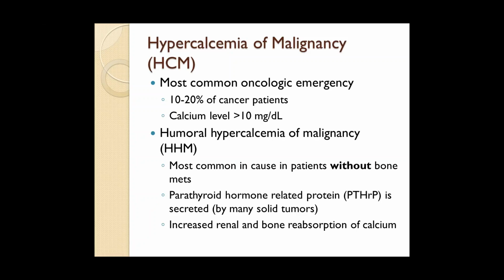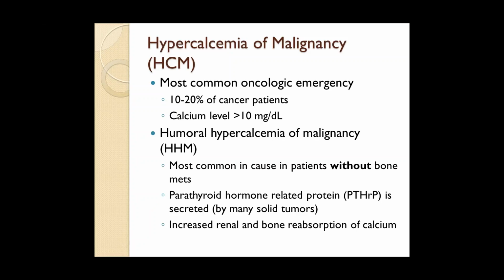Okay, our next metabolic oncologic emergency is hypercalcemia of malignancy. This is the most common oncologic emergency, occurring in up to 20% of cancer patients, and is diagnosed when a calcium level is greater than 10 milligrams per deciliter.